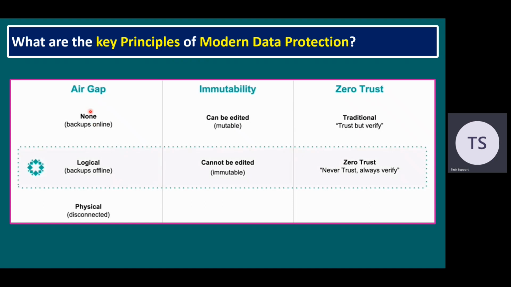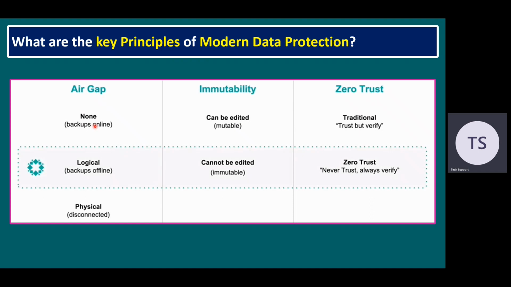Suppose your air gap status is none, that means backups are online. Whenever any virus threat affects your production data, similarly it will also affect your backup data. If both your production data and backup data are affected, there is no use of a backup software. That is the reason our Rubrik solution functions as a logical air gap. Once the backup is completed, it is in a completely offline state, so that any external hackers, ransomware, or spyware have no chance of affecting your backup data. That's how it protects your modern data.